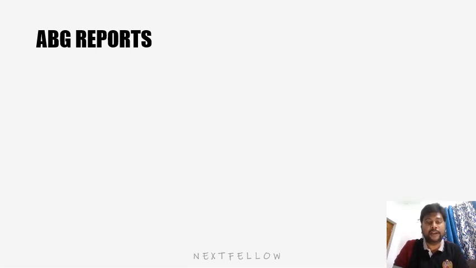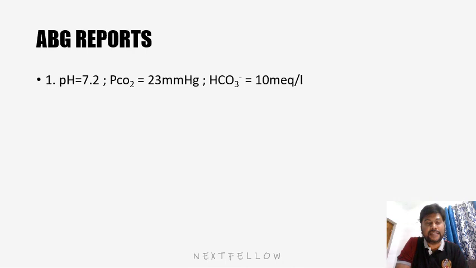Let me take two examples and I will demonstrate how to diagnose various acid-base disorders. Now the first scenario: let us assume this is the report of a patient X, whose pH is 7.2, PCO2 is 23 millimeter mercury and bicarbonate is 10 milliequivalents per liter. With these values, we will find out how to diagnose the acid-base disorder.